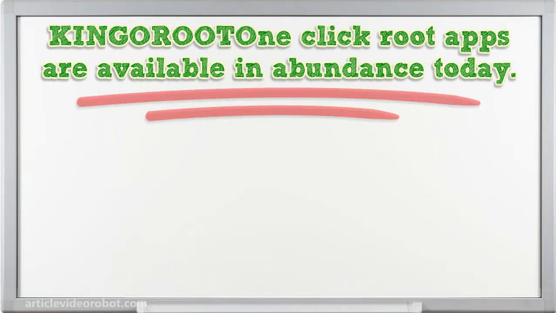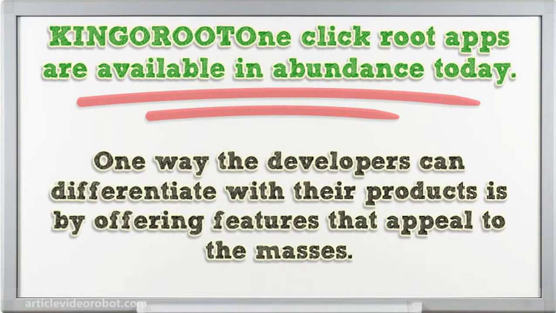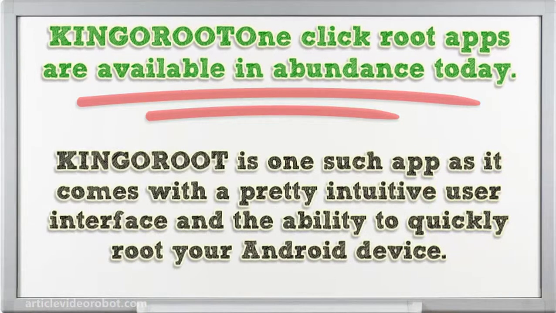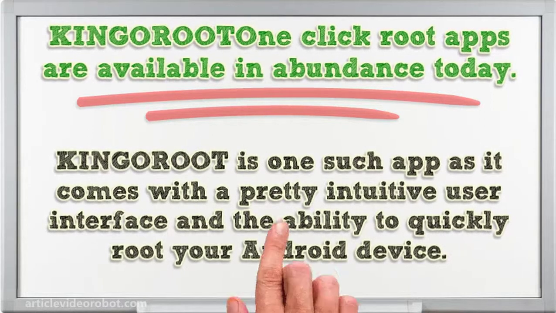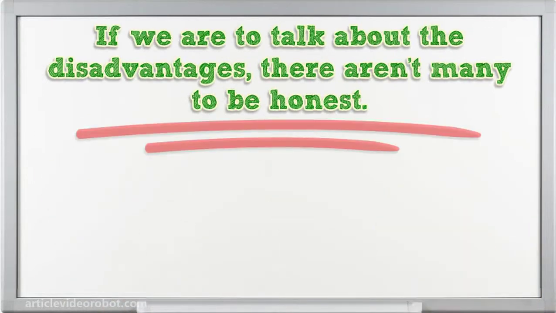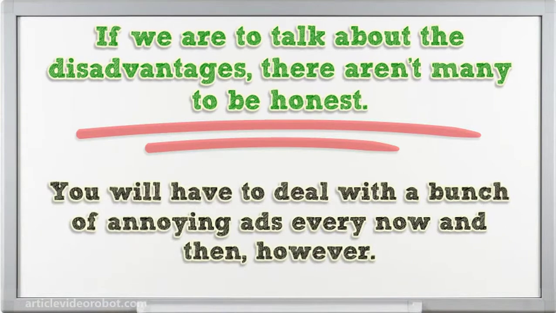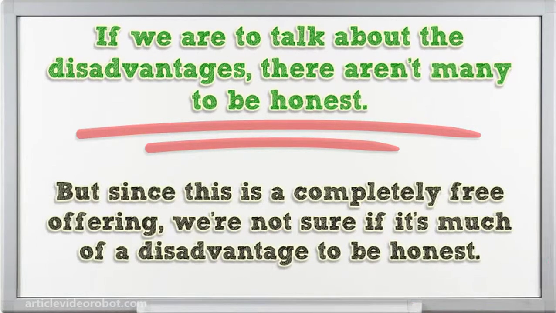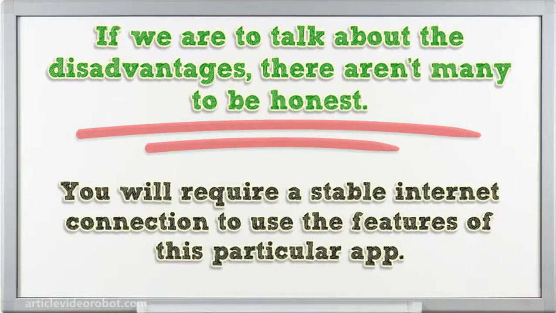Kingroot. One-click root apps are available in abundance today. One way the developers can differentiate their products is by offering features that appeal to the masses. Kingroot is one such app, as it comes with a pretty intuitive user interface and the ability to quickly root your Android device. The app can root almost any Android device you throw at it, although there are going to be some notable exceptions. If we are to talk about the disadvantages, there aren't many, to be honest. You will have to deal with a bunch of annoying ads every now and then, however. But since this is a completely free offering, we're not sure if it's much of a disadvantage. You will require a stable internet connection to use the features of this particular app.